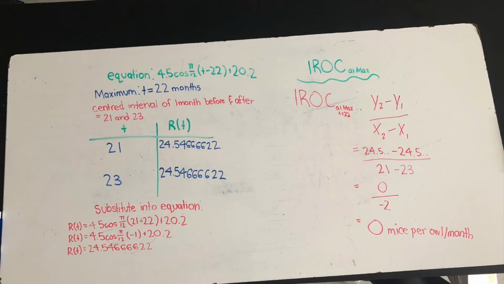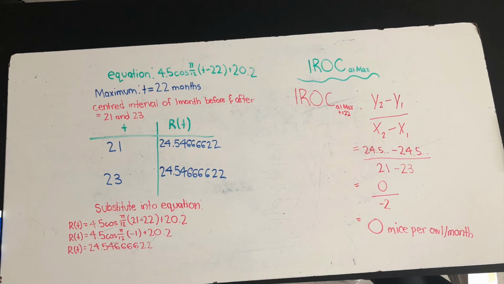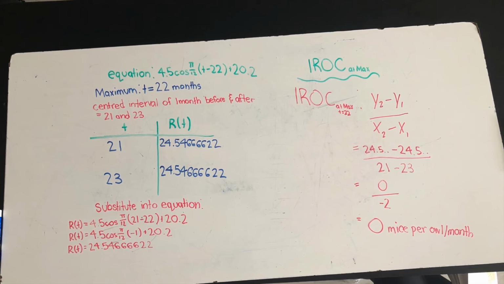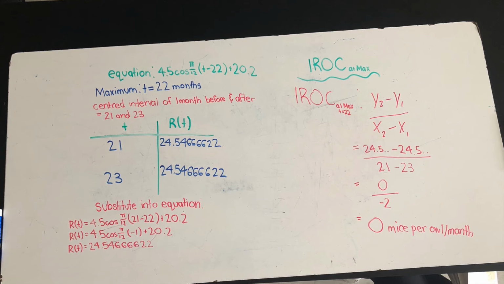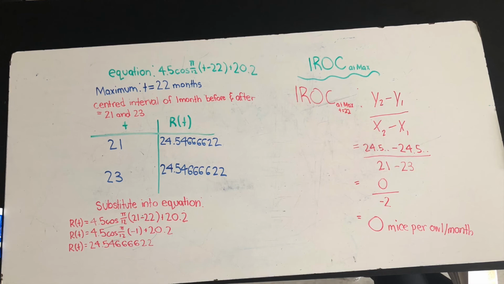We will now be moving on to question C. This question asks to find the IROC in mice per owl when the rate is at the maximum using a centered interval of 1 month before to 1 month after the time of the maximum. Since the maximum is at 22 months and you need to use a centered interval of 1 month before to 1 month after, our two t-values are 21 and 23. You then carry out the same processes by taking your t-values and substituting it back into the equation to allow you to get your R of t values.